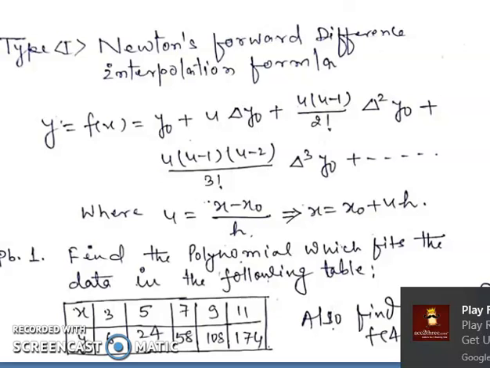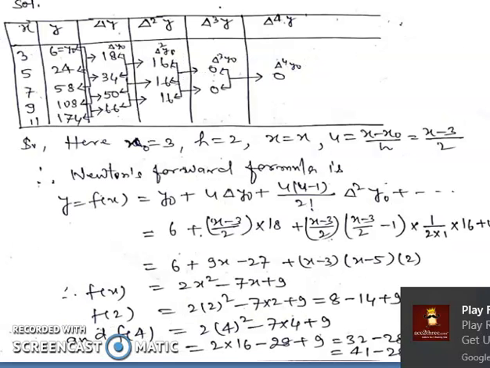Now see the solution of this problem. First of all, we put the given data, that is x equal to 3, 5, 7, 9, 11, and here y equal to 6, 24, 58, 108 and 174. The first value of y is known as y0, that is the initial value of y, that is 6.